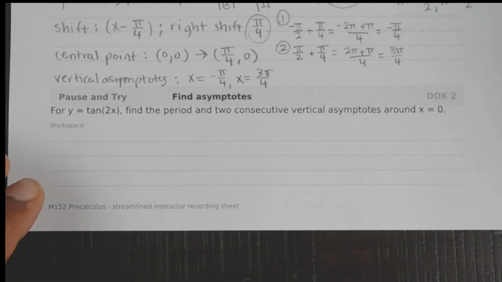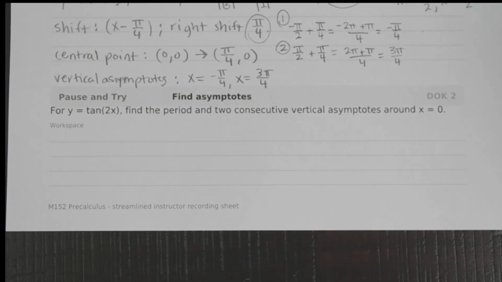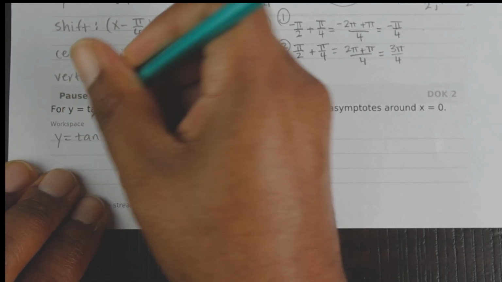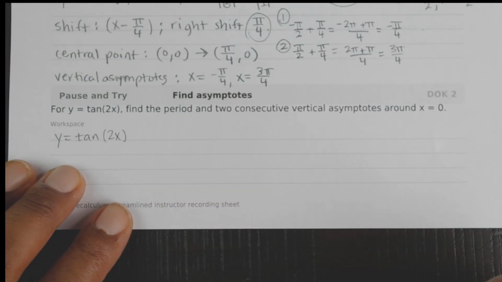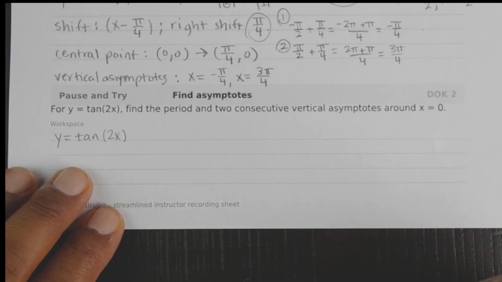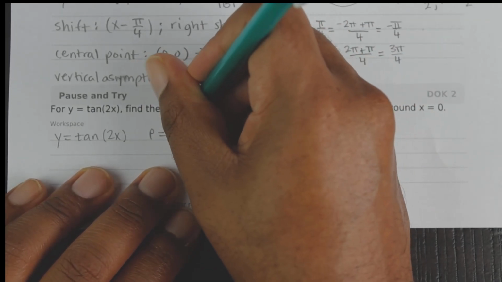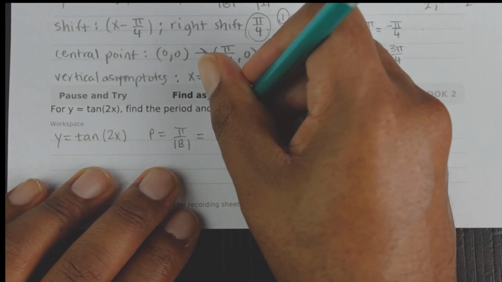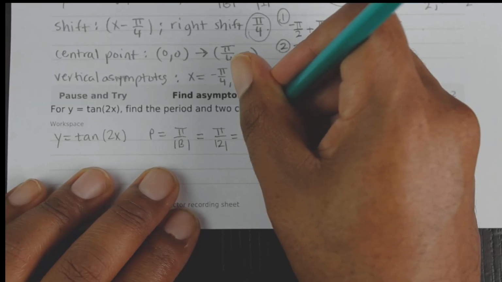Okay, so the equation is y equals tan parentheses 2x. Find the period and two consecutive vertical asymptotes around x equals 0. Okay, so we have y equals tan 2x. Now here, b is equal to 2. So the period is pi over the absolute value of b, which is pi over the absolute value of 2, pi over 2.